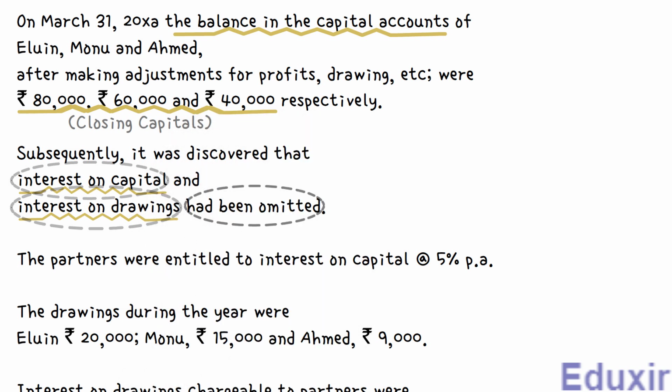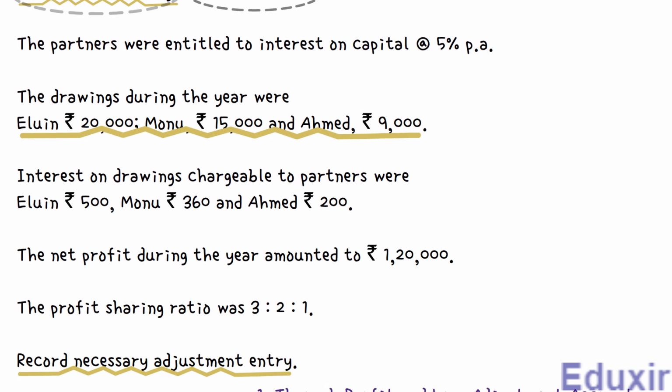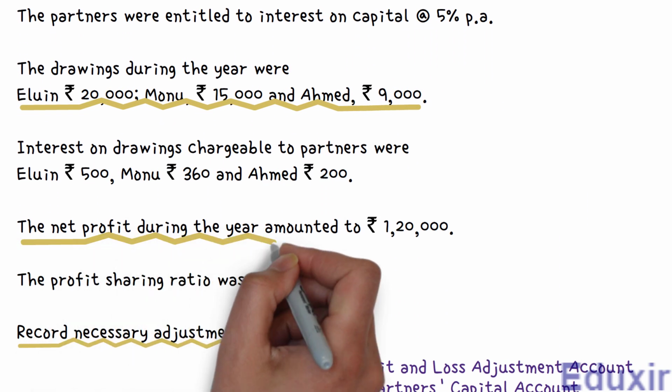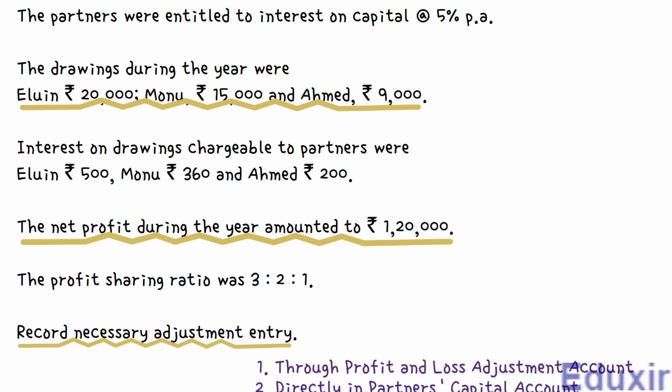It is also given that their drawings are 20,000 rupees, 15,000 rupees, and 9,000 rupees. These two things are directly given to us. But the profit share is not directly given to us. But instead, it is given that the net profit during the year amounted to 1,20,000 rupees. From this, we have to find the profit share.